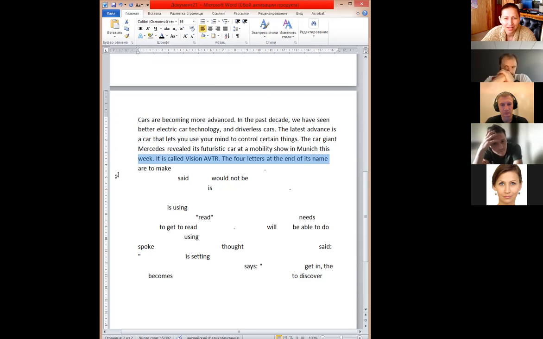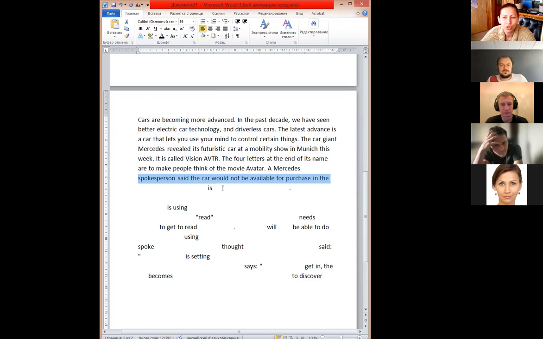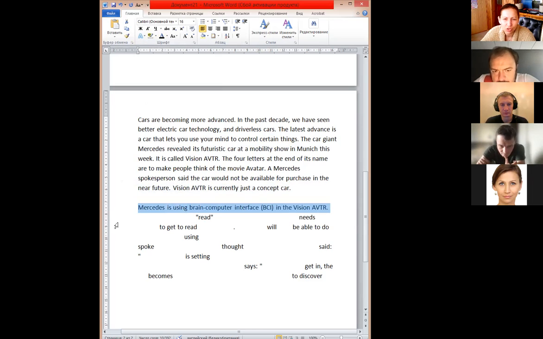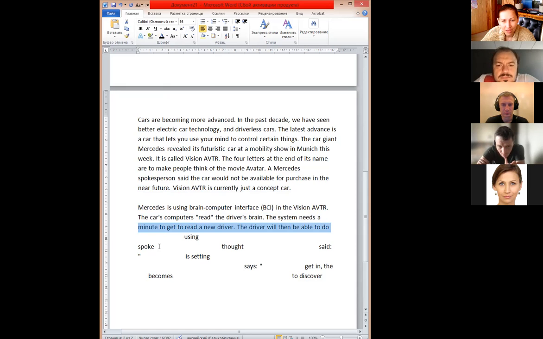The 4 letters at the end of its name are to make people think of the movie Avatar. A Mercedes spokesperson said the car would not be available for purchase in the near future. Vision AVTR is currently just a concept car. So Mercedes is using brain-computer interface in the Vision AVTR. The car's computers read the driver's brain. The system needs a minute to read a new driver. The driver will then be able to do things in the car using just their thoughts.